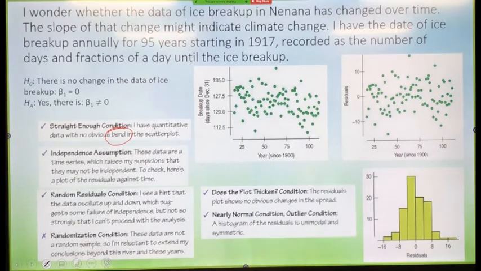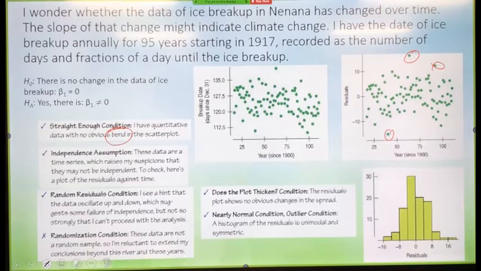Independence: these data are time series, which raises my suspicions that they may not be independent. To check, here's a plot of residuals against time. That also matches with the random residual condition. I see a hint that the data oscillates up and down, which suggests some failure of independence, but not so strong that I can't proceed with the analysis. So, meaning, there do appear to be a few outliers here, but not enough to fail altogether.